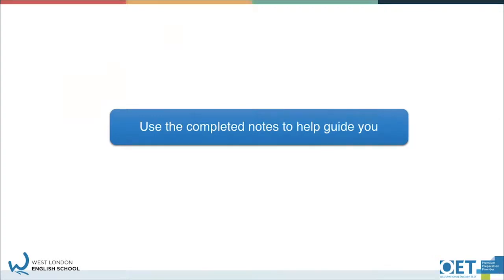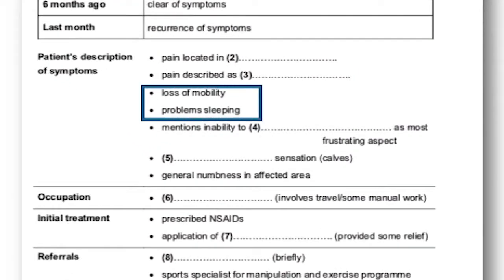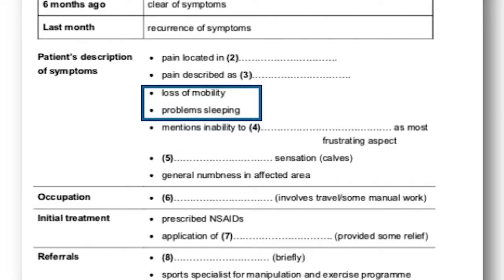You might also have noticed that not all of the notes had gaps. Some of the notes were completed, and that's done for a reason. It's done to help guide you through the listening. So for example, you can see after question number 3 it says loss of mobility. Once you hear the patient talking about their loss of mobility, you'll know where you are on the question paper and you'll know where the audio is.